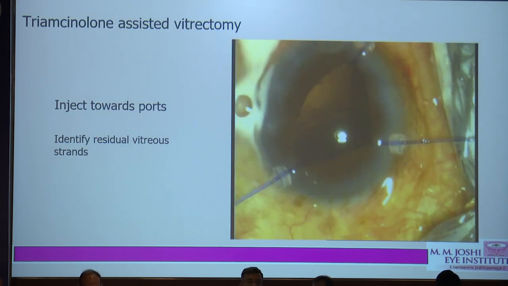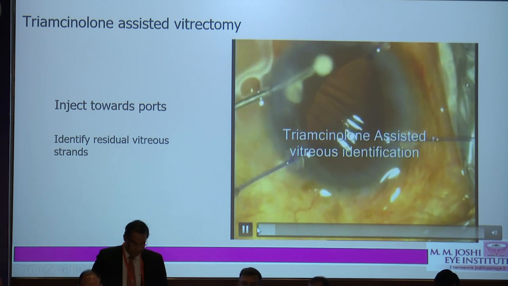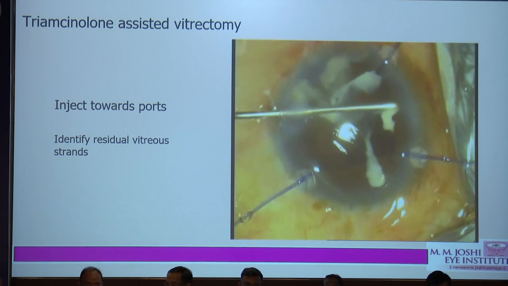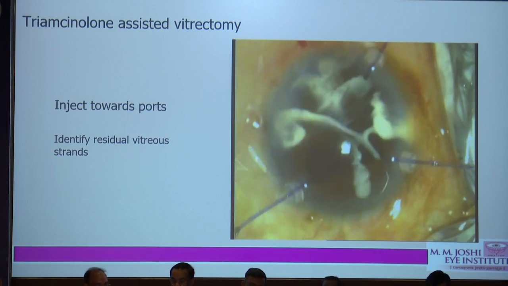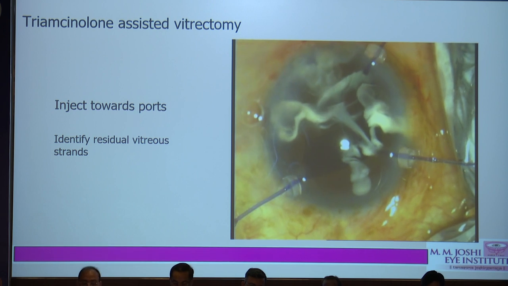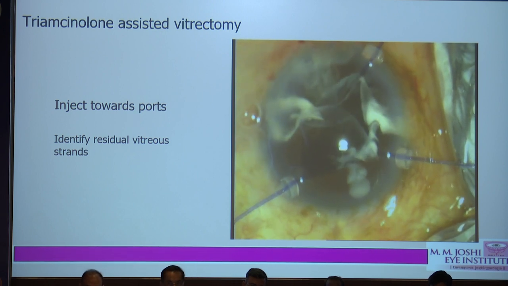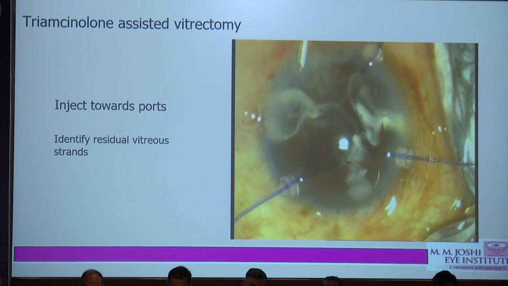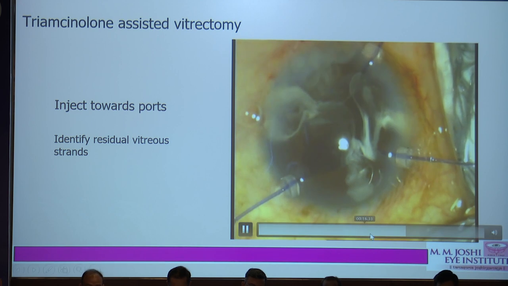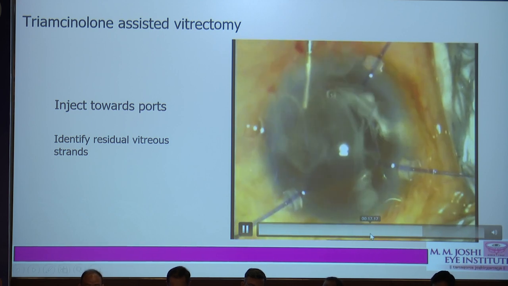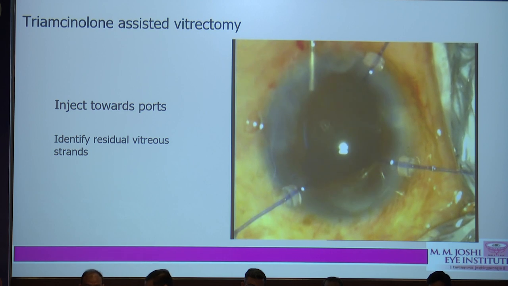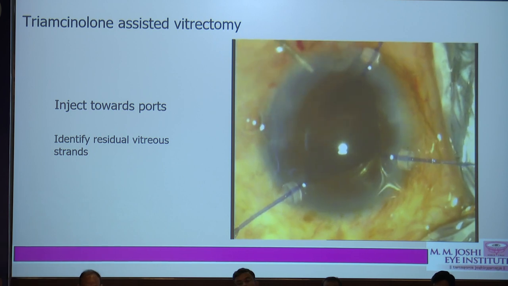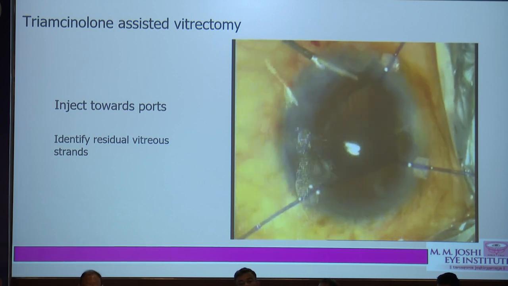So this is what I was showing, the triamcinolone assisted vitrectomy, and again injected towards the ports. That is where the vitreous is most importantly going to be, rather than injecting in the center. Sometimes we see it going directly down because these crystals are pretty much heavier. Identifying the residual vitreous strands is very, very important. So after you identify it, you can just give a gentle wash. Now you can see here, there is no vitreous left at all. So you can go ahead and be happy that you have done a good vitrectomy.